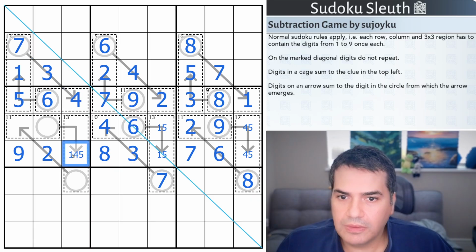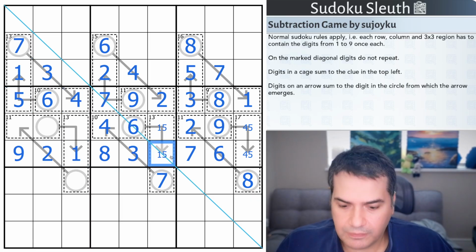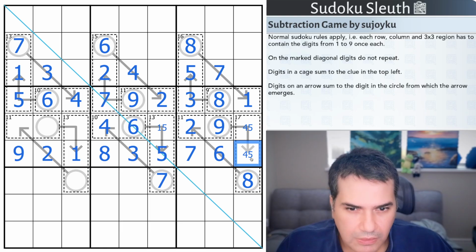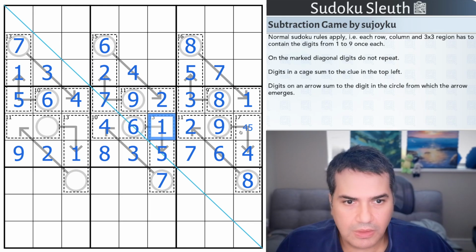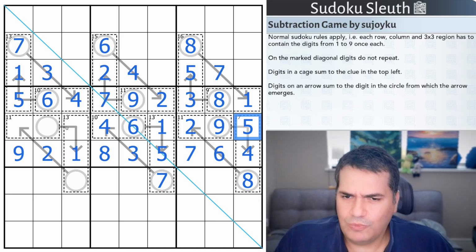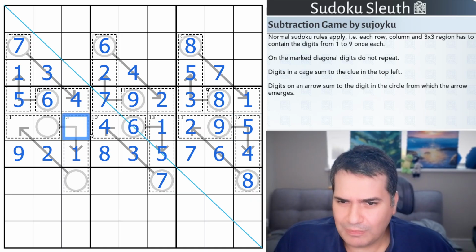That is a 4. That's not 4 or 5. That's a 1. That's a 5. That's a 4. That's a 1. Sorry, it's just a bit hard to see when there are so many clues in the way. Not a criticism, by the way, just reality of things.